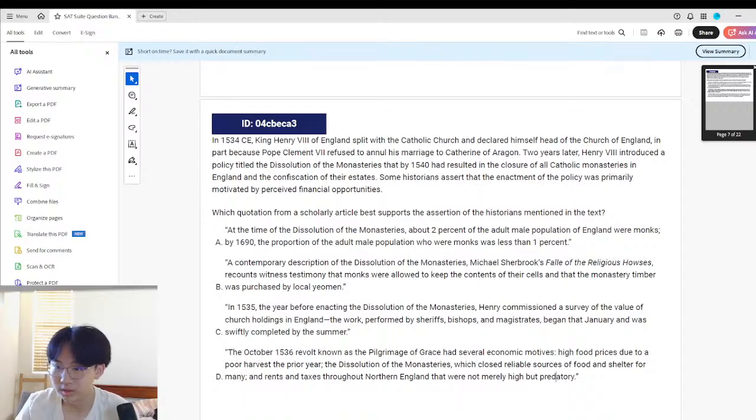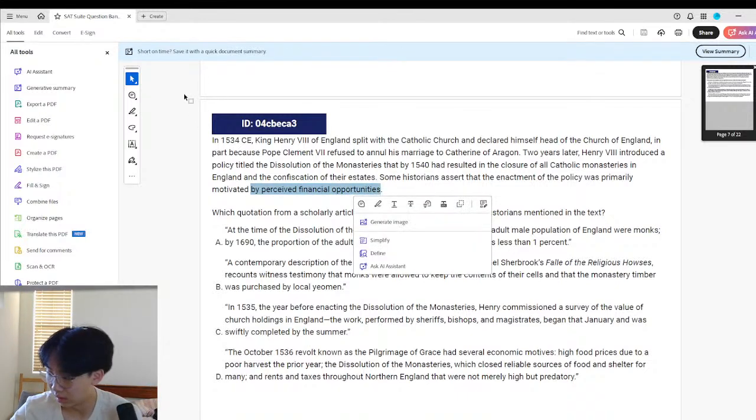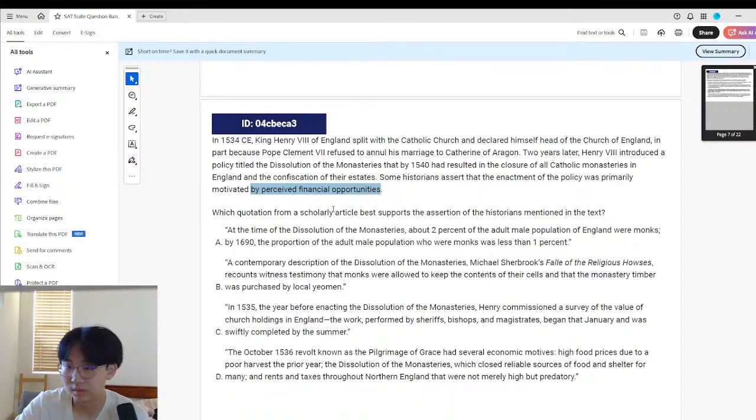1535, commission value of church holdings. Okay, so this one's not really, again, we're looking at this phrase, perceived financial opportunities. So that's what we need to be focusing on here when we're talking about this pilgrimage. So we're looking at, see here, contemporary dissolution.